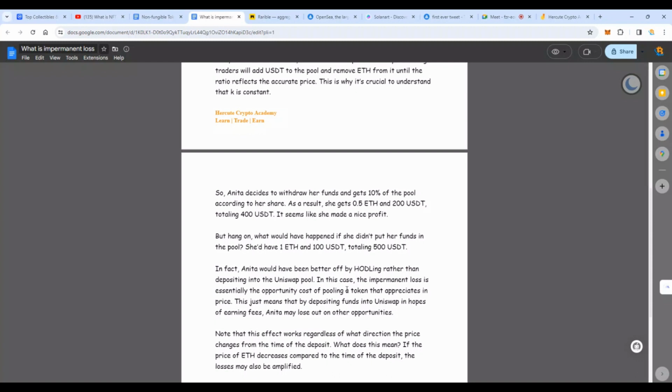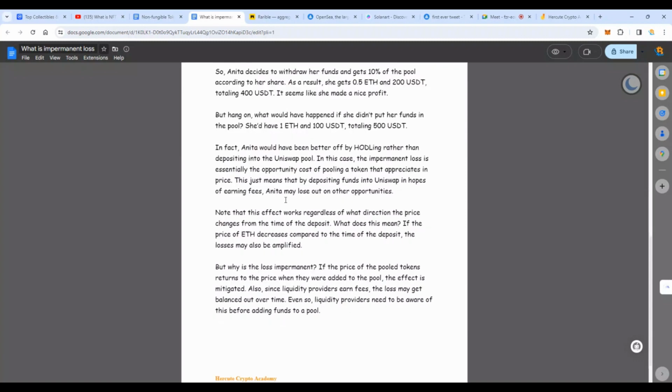Yes. Good. So it's very important to note that this effect works regardless of what direction the price changes from the time of the deposit. So this means if the price of ETH decreases compared to the time of the deposit, the losses may also be amplified. Okay? But why is the loss impermanent?